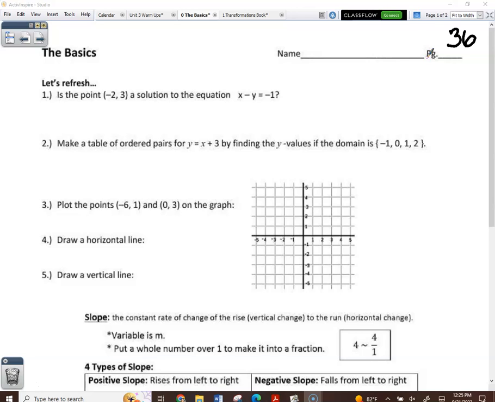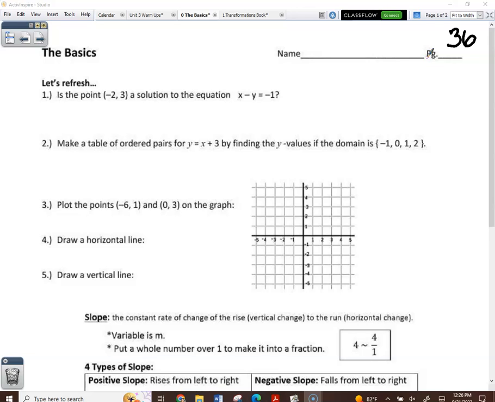First, let's refresh. Is the point -2, 3 a solution to the equation x minus y equals -1? Do you remember what to do to check if a point is a solution? Plug it in and solve. Look for the left to equal the right. Okay, everyone right now, please plug that in and verify if it is a solution. Put it on paper. I want it on paper.